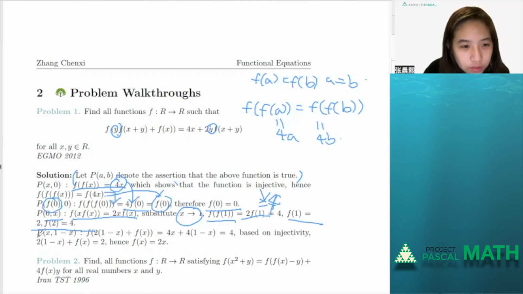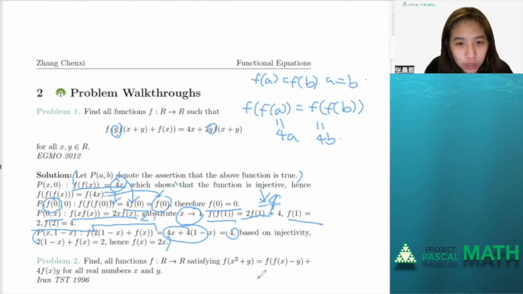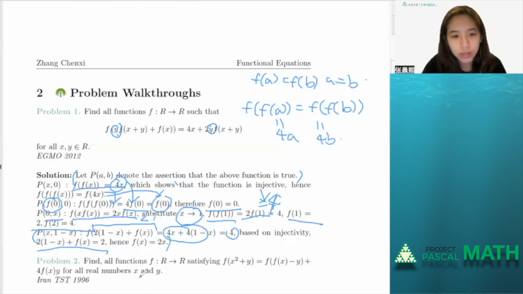Okay, so now you substitute in this, because you want to get rid of both sides, such that you get this equals to 4, because you know that it's injective. So because it's injective, you want to make this thing inside the bracket 2. And so after solving, you realize that since this is equal to 4, this is equal to 2. And then after rearranging a little bit, you get f(x) equals 2x.